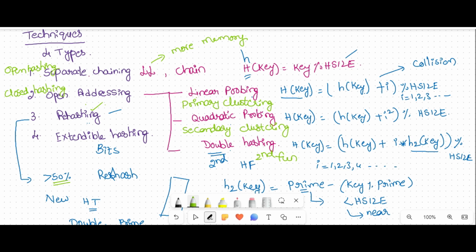Next, extendable hashing. Extendable hashing is generally used if the data is very large in size. Nowadays data is increasing, and the data will be stored in table format, and it has to take less time. That's why extendable hashing is used. Okay, so these are the collision resolution techniques.